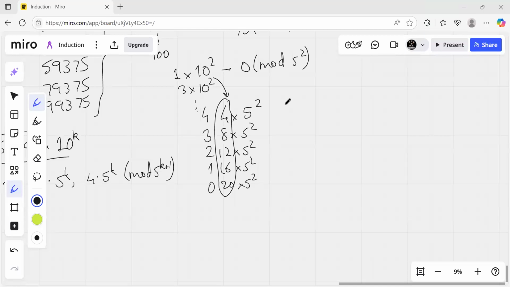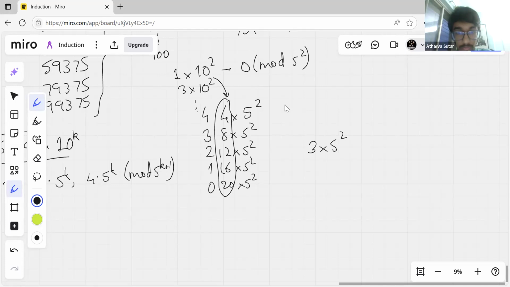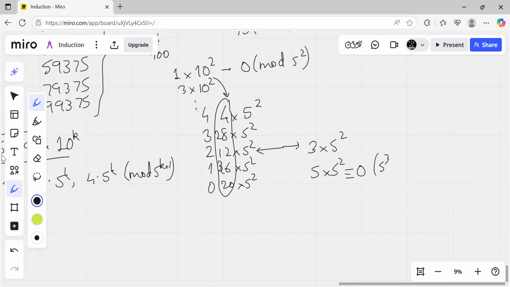Yeah, I get it. So you have all of these, and now you have 75, which is 3 times 5 squared, right? So if you added a number which is 2 times 5 squared, like 12 times 5 squared, what you will get is 5 times 5 squared, which is congruent to 0 mod 5 cubed. These numbers will be different, but you get the idea. Okay, does everyone get this?